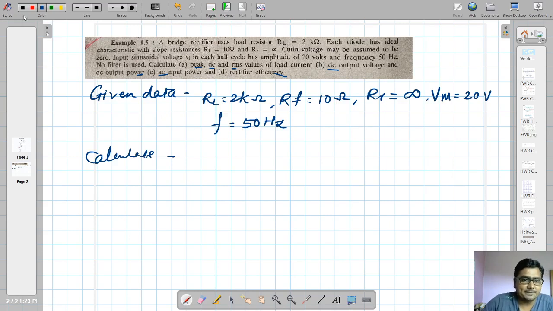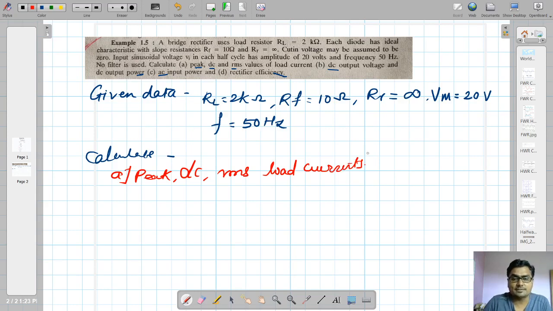So first, number A. What is A? Peak, DC and RMS load current. That's what we have to calculate first. So let us start with peak current first. Peak current means what? Im. How to calculate Im?